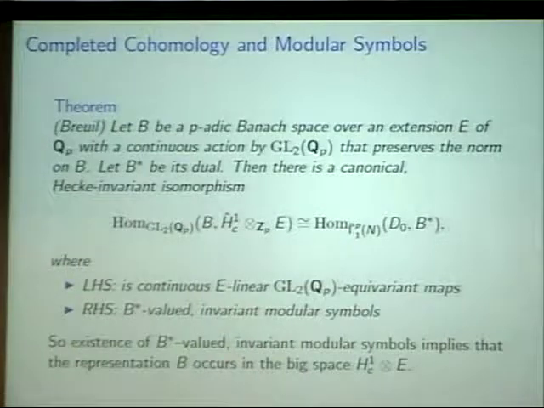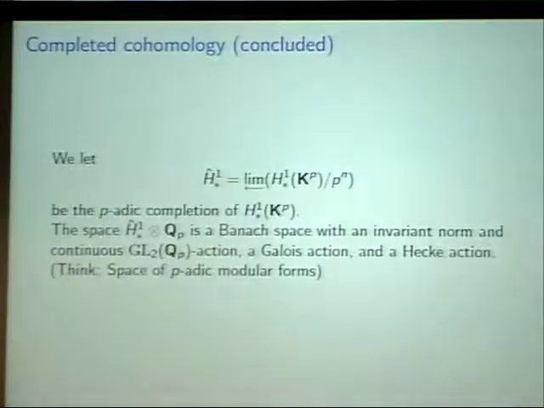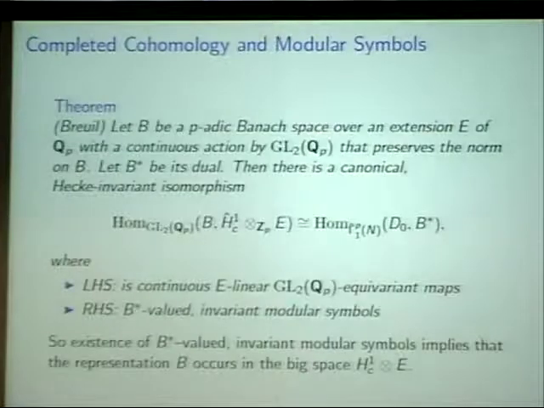And here's Breuil's theorem, which attempts to relate this to the things that we were talking about before. It's kind of hard to have any picture of this space in toto, so you can try to look at pieces of it. What Breuil proves is the following theorem. You start with a p-adic Banach space, so we have some extension field E of Q_p, on which GL2 of Q_p acts continuously in a way which preserves the norm on the Banach space. And B star is its continuous dual.